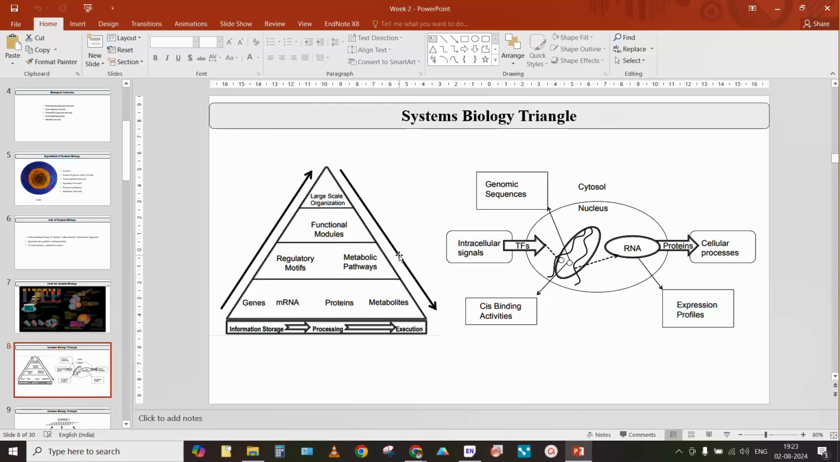So even a simple system such as a cell can be linked with various properties, as you can see in this diagram. So it's genome sequences of different molecules, intracellular signals, transcription factors, different types of cell binding activities, the expression profiling of RNA and proteins, and different types of cellular processes.